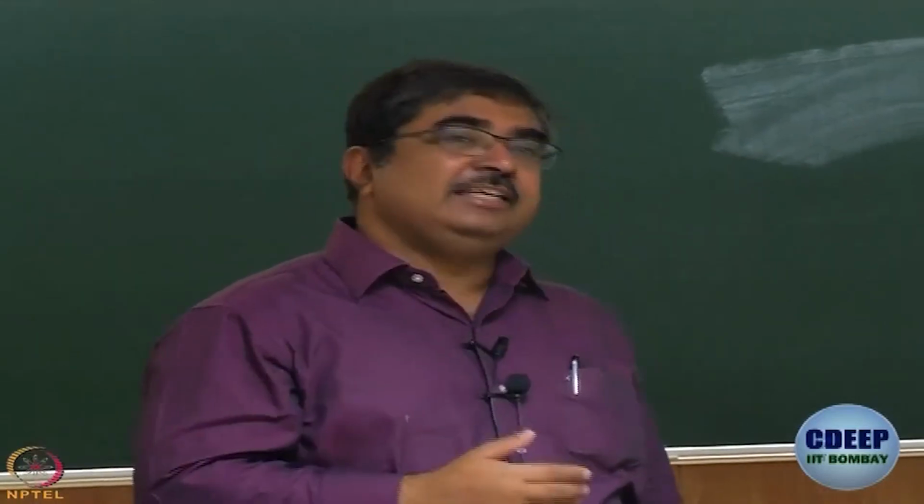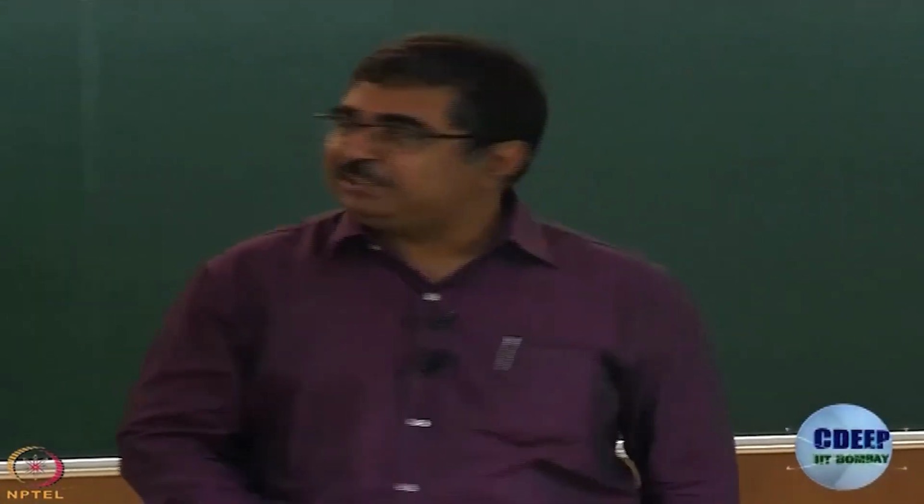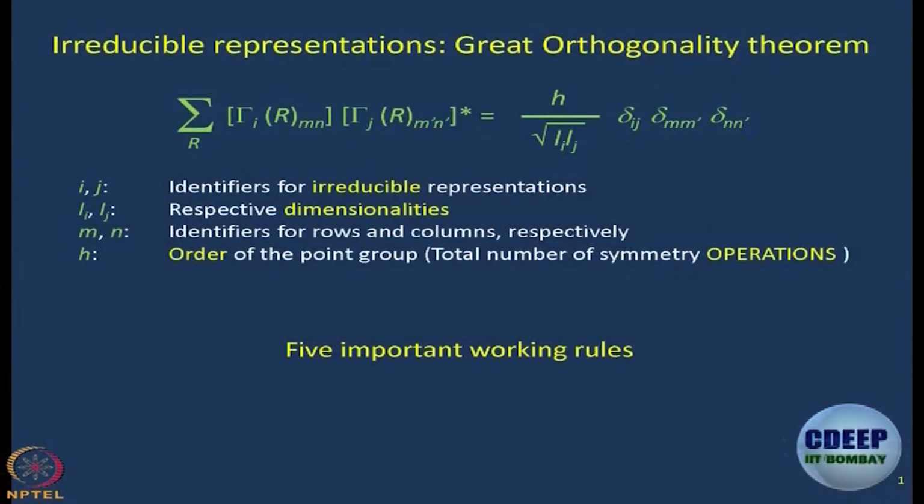The way of knowing that is to use group theory, which we are not going to do here, but we have shown you the consequence of group theory. The consequence of using group theory to this problem is that we have this great orthogonality theorem, which essentially tells us that if you work with the matrix elements of irreducible representations, then they behave like orthonormal vectors. Are we clear up to this point? This is where we ended yesterday, I believe, right?